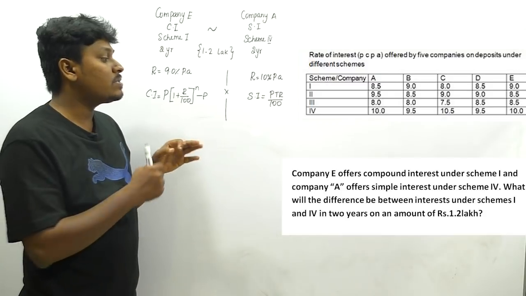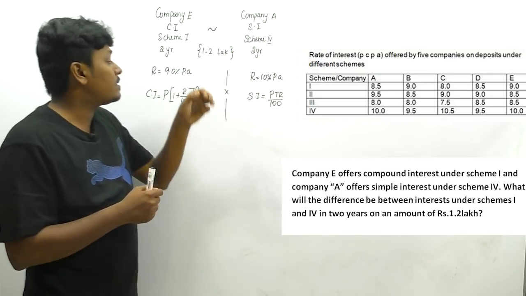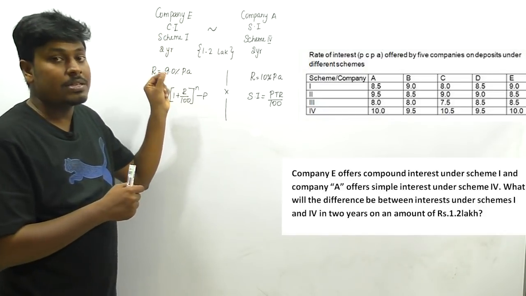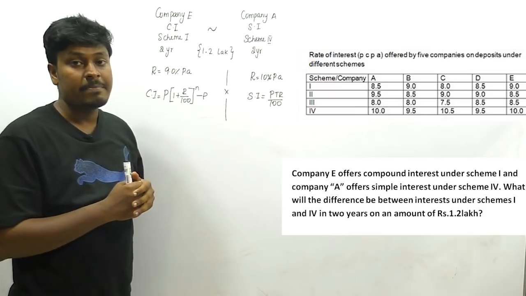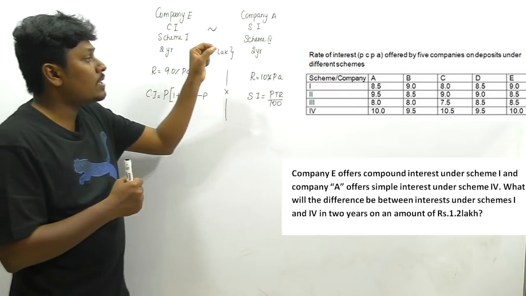This is our target: to find the interest for these 2 years based on simple interest, and similarly to calculate the interest for 2 years based on compound interest, for company E and company A. Our target is to find the difference, friends. So let me see company E.